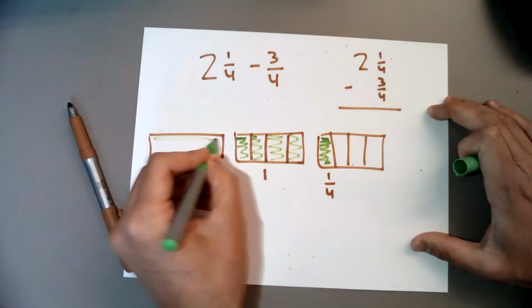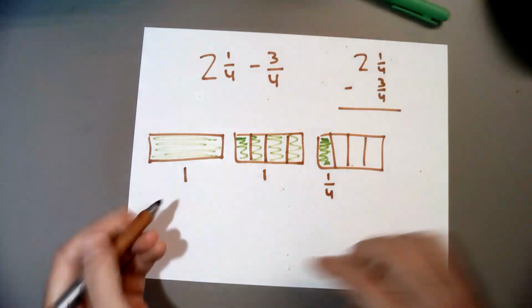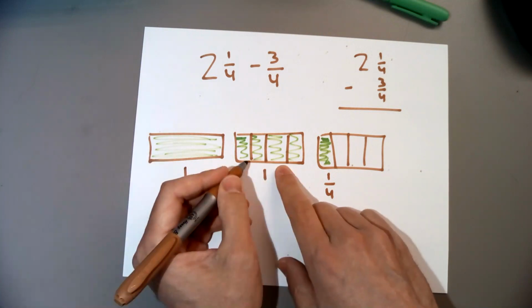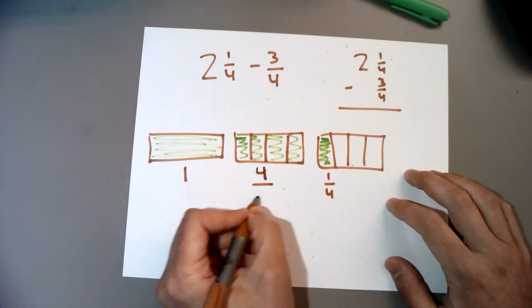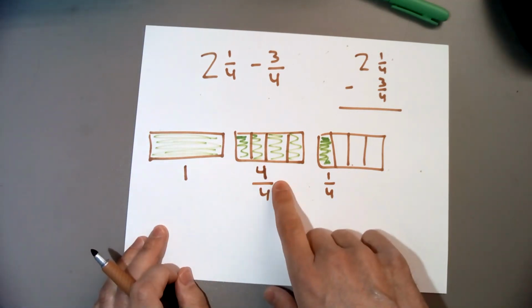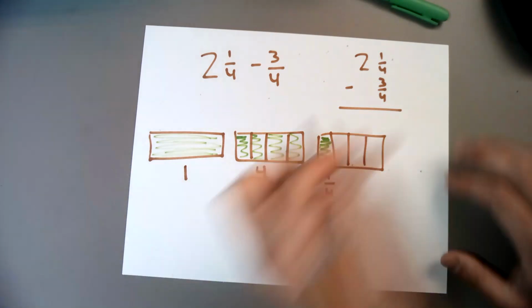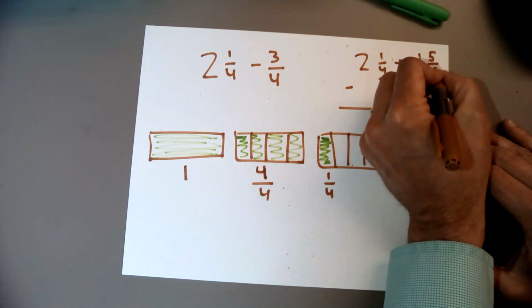So now if I shade that in as well, this is still 2 1/4, but now I've taken this whole and divided it into 4/4. So now this is 4/4. So now I have 1 whole and 4/4 plus 1/4. I have 1 whole and 5/4. So really thinking of this as 1 whole and 5/4.